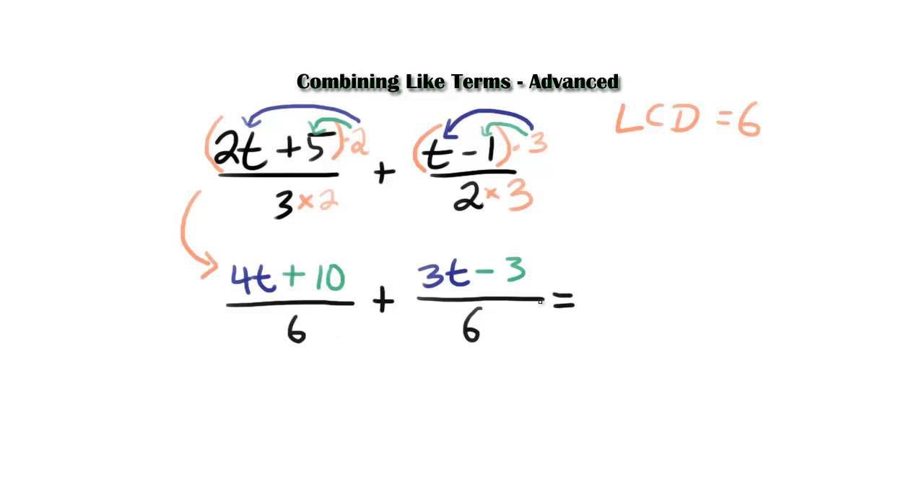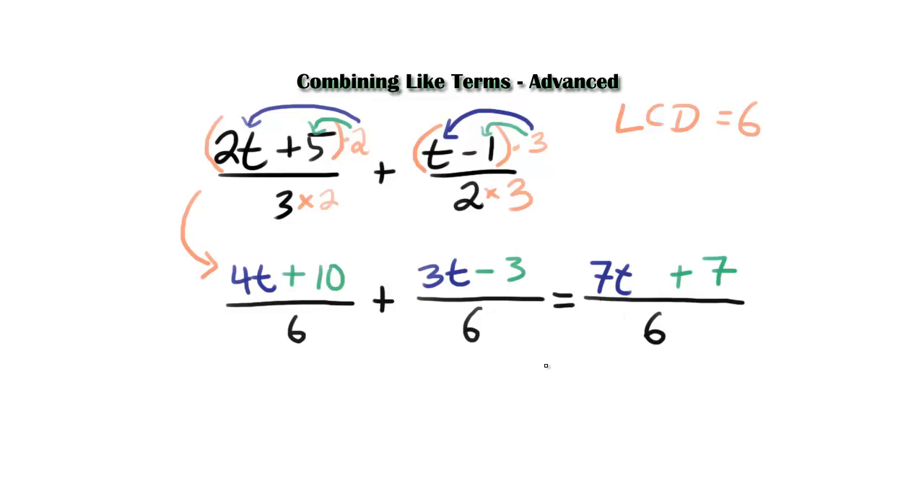So let's do the denominator first, since that's pretty easy, just the 6. Now for the numerator, we have a 4t here and a 3t. So guess what? When you add those two, you're going to get 7t. Done. Now let's do the same thing for the numbers. We have a plus 10 and a minus 3, so that'll give us plus 7. And this t is kind of sideways, but that's okay.